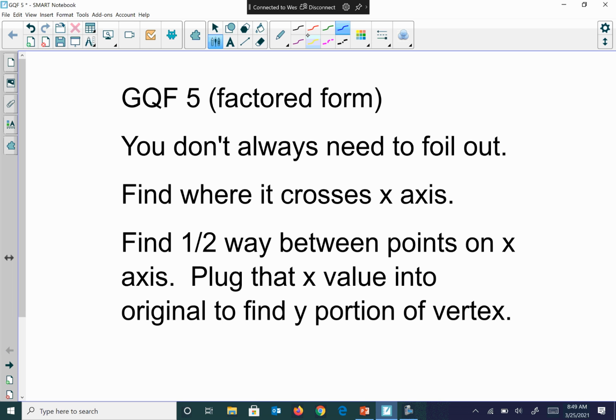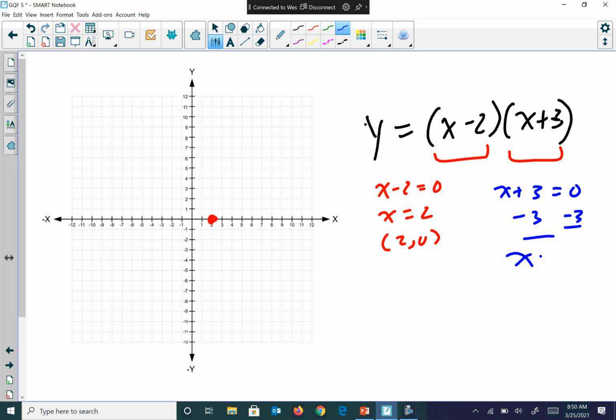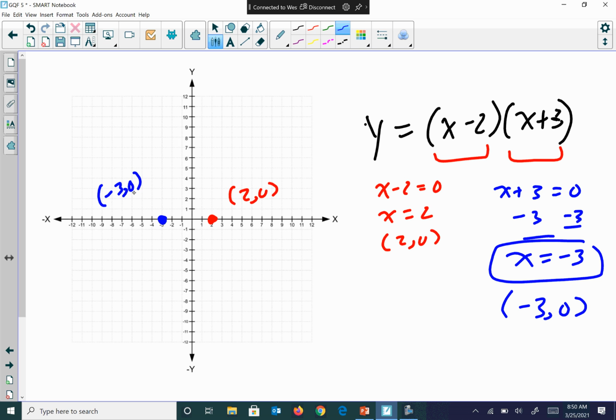So when you know where it crosses the x-axis, you take a look at this. So this is factored, right? It's in 2 sets of parentheses. So I'm going to go x minus 2 equals 0. So that's x equals 2. That gives me 2 comma 0, which is here. And then this one, x plus 3 equals 0. Subtract 3 from both sides. So x equals negative 3. So that gives me negative 3 comma 0. So you have 2 comma 0, negative 3 comma 0. Is there any part of that that doesn't make sense?